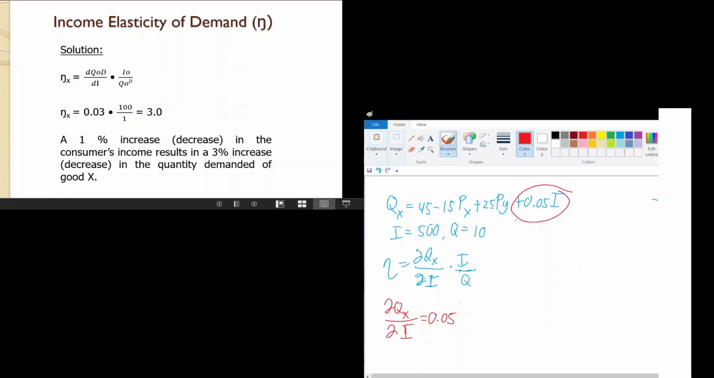Okay, so now we have here partial derivative. We can now get or compute for the income elasticity. So we have here 0.05 multiplied by, so ang I natin is 500 and ang Q natin is 10. So 0.05 multiplied by 500 over 10. So we have 2.5. Okay? Tama ba? Ganun din ba yung nakuha yung sagot?